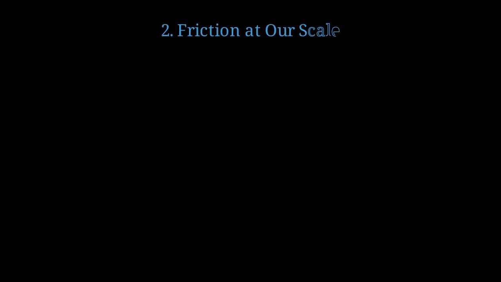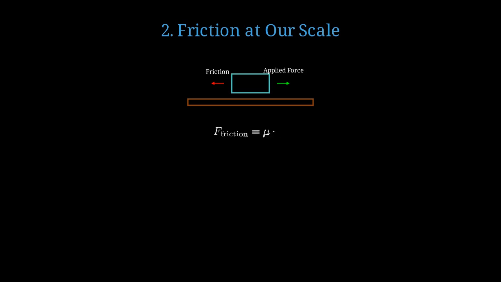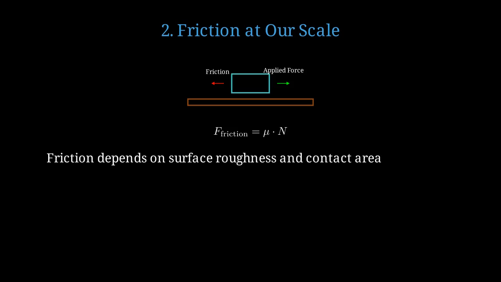Before diving into the nanoworld, let's review how friction works at the scale we're familiar with. At our scale, friction opposes motion. Push a block across a surface, and friction pushes back. The classical friction equation states that friction force equals the coefficient of friction times the normal force. Traditional friction depends heavily on surface roughness and the real area of contact between surfaces.